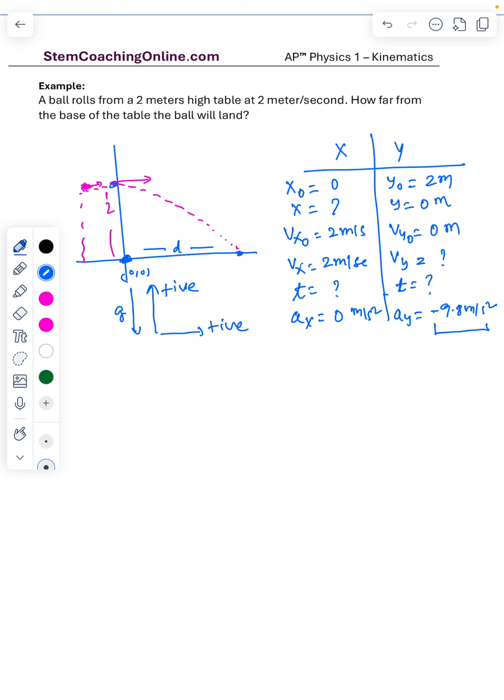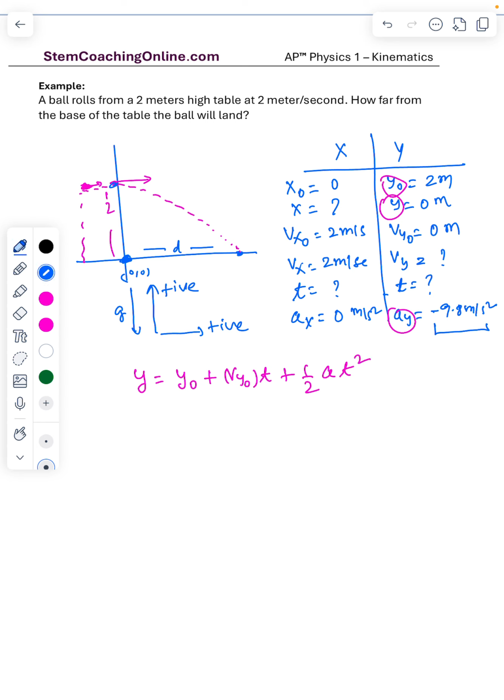Okay, so we have y0, and acceleration, these three known variables. Which equation can we use? Let's write the equation. In the y direction, the equation we will use is y equals y0, the initial y location, plus the initial y velocity times t, plus 1/2 a t squared.